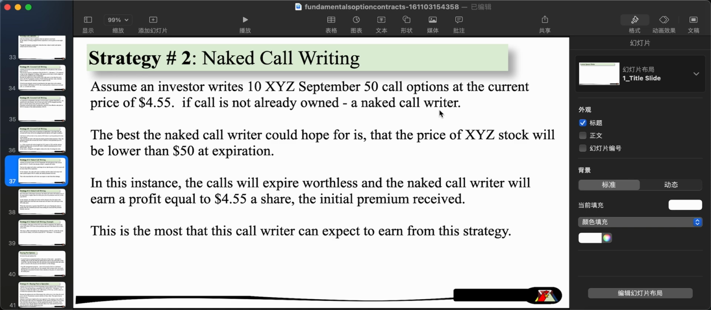The best the naked call writer could hope for is that the price of XYZ stock will be lower than $50 at expiration. In this instance, the call will expire worthless and the naked call writer will earn a profit equal to $4.55 a share, the initial premium received. This is the most that the call writer can expect to earn from this strategy.